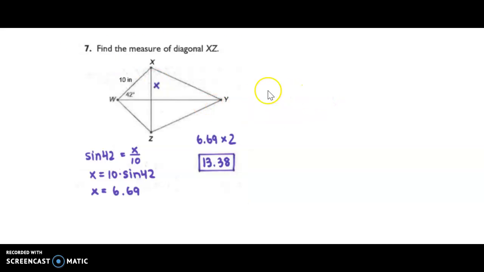Okay. Here, find the measure of diagonal XC, right here. I think what we did was we used the top triangle right here. We did a trig ratio problem. Sine of 42, we use sine because from 42 x is opposite and this is hypotenuse. Okay, and so when we solve for x, right, remember that's not what it's asking for, it's asking for the diagonal, so you got to multiply that by 2. That's how we got 13.38.